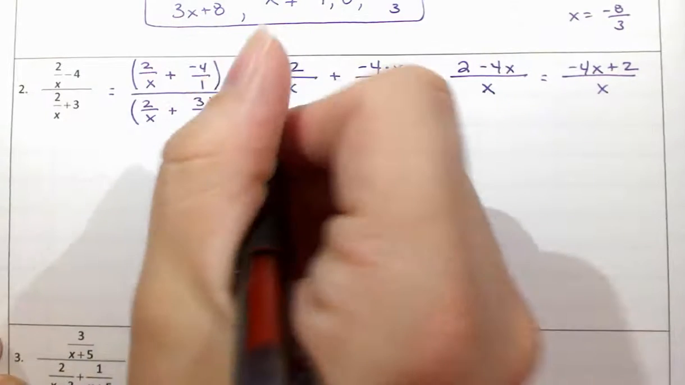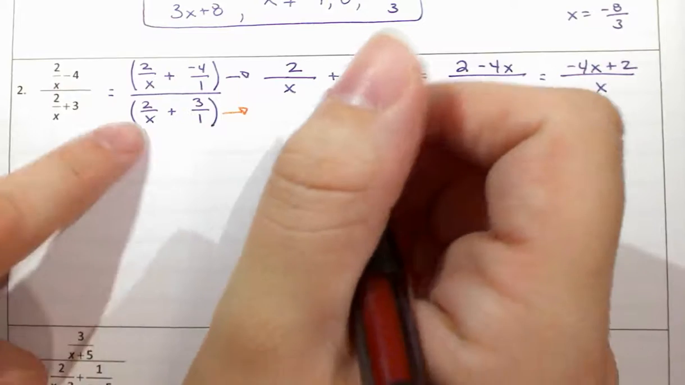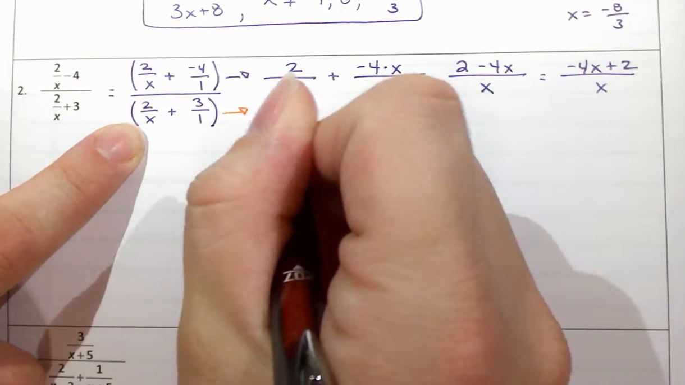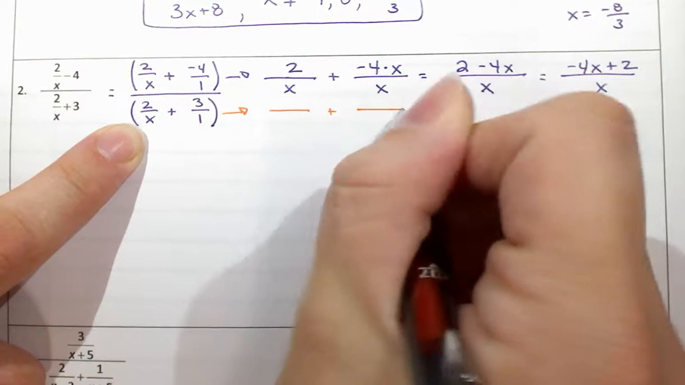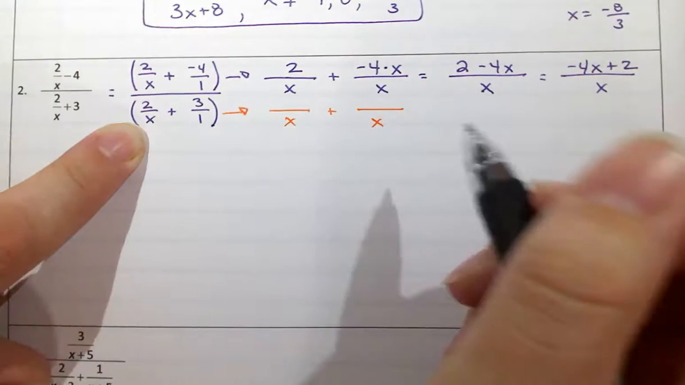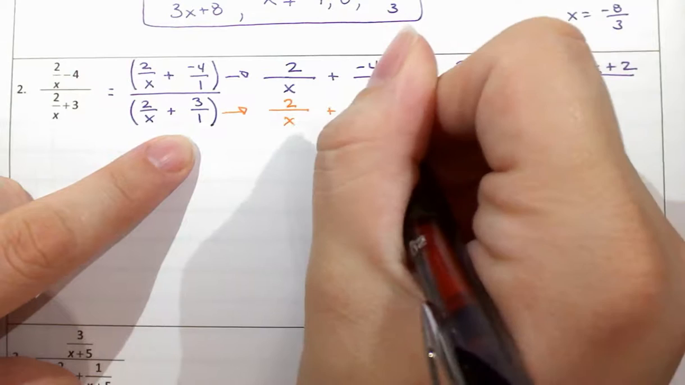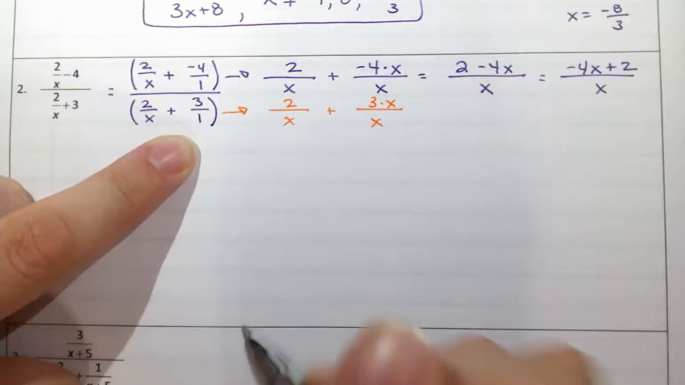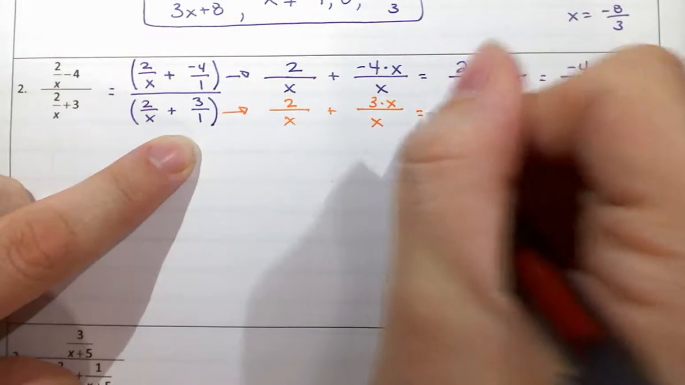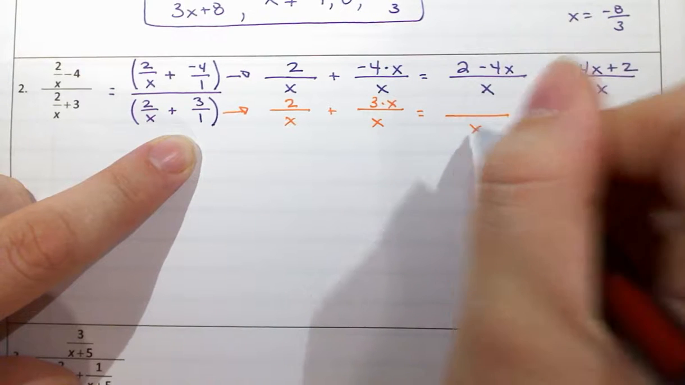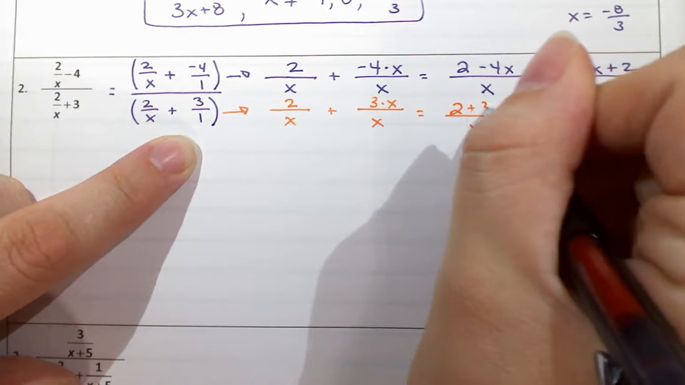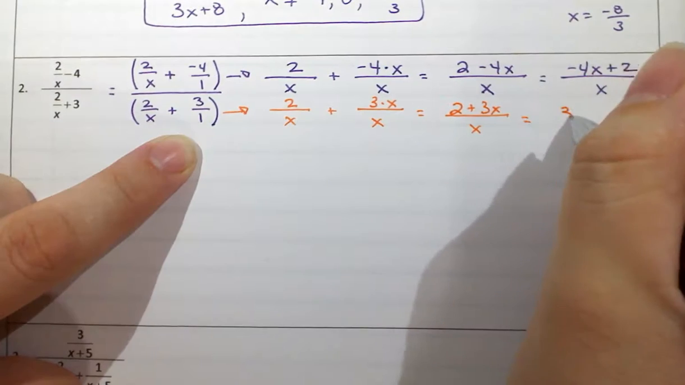Now, in the bottom, same kind of thing. Looking at the denominators, the good news is again, they're both going to be x. So this was already x, so 2 over x, but we have to multiply the 3 by x to go from a 1 to an x. So that's going to give us all over x, 2 plus 3x. And again, I would rather have it in order.